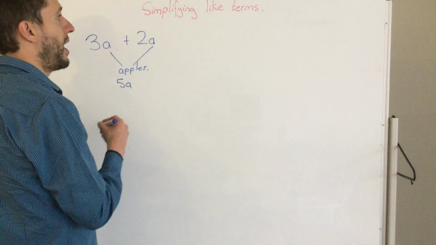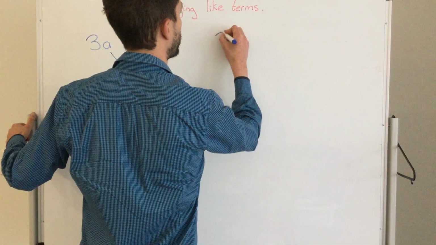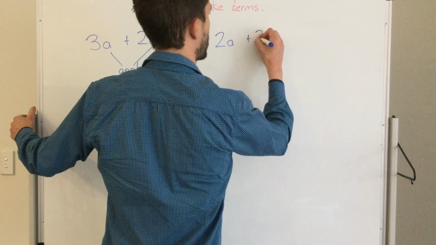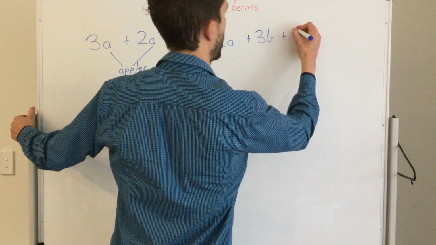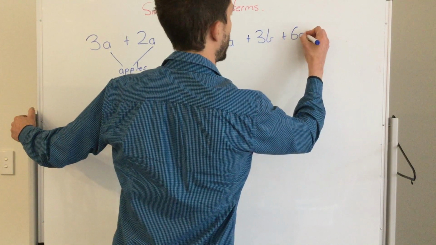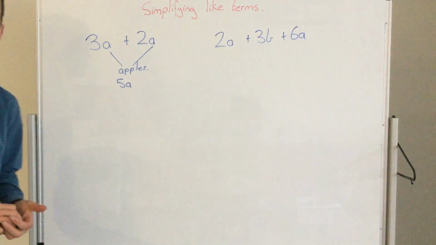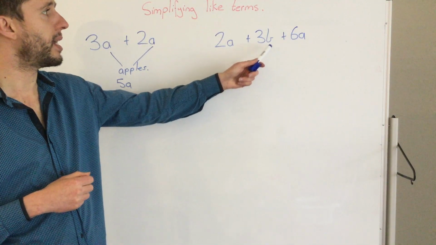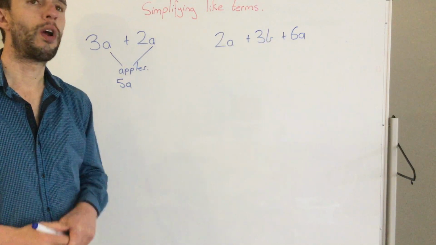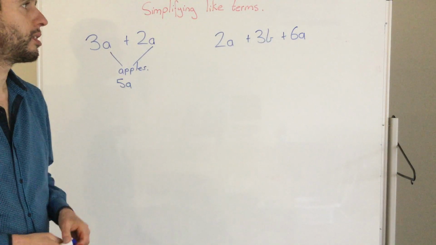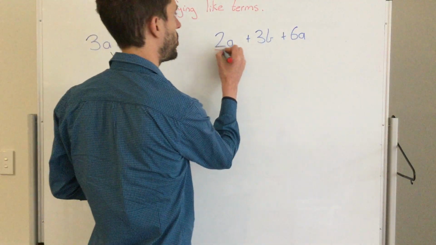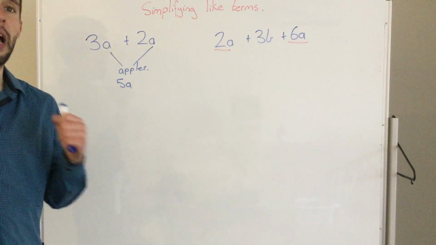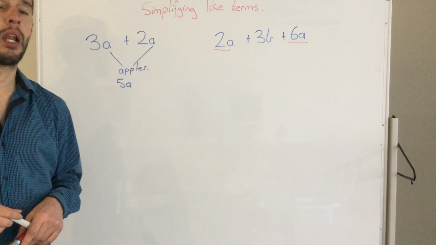Just as if I am thinking about 2A plus 3B plus 6A. Again here, I can go, well, what is like terms? So A, I always look at the variable and they both have A, which means they are both like terms.